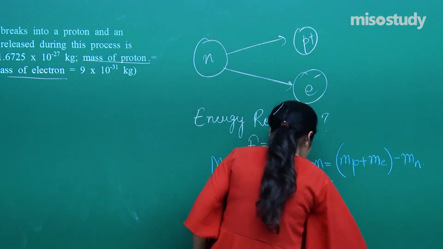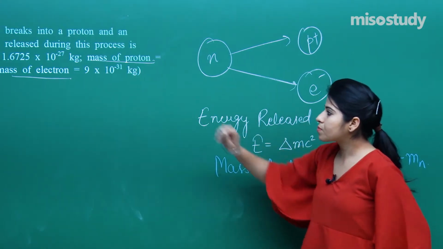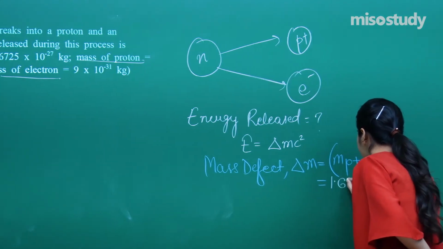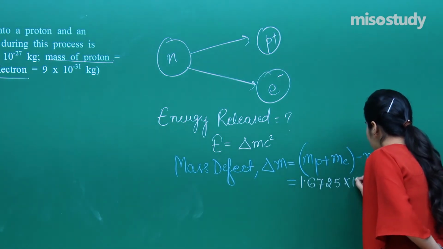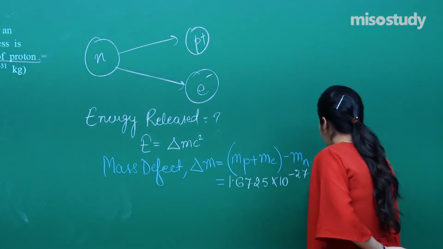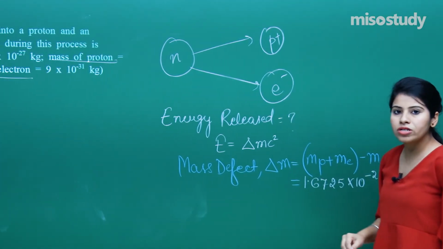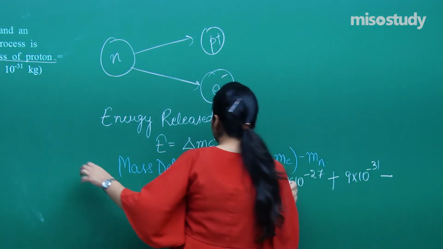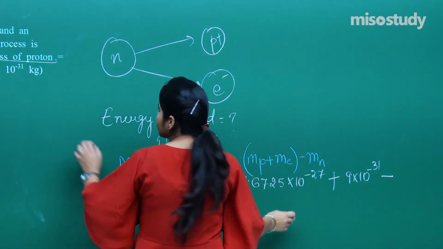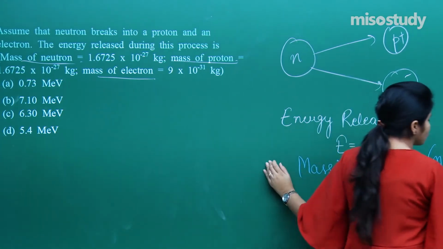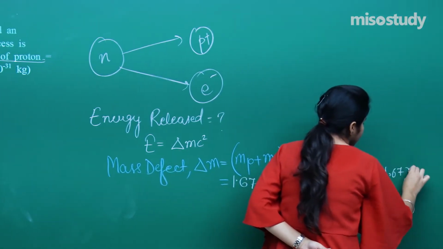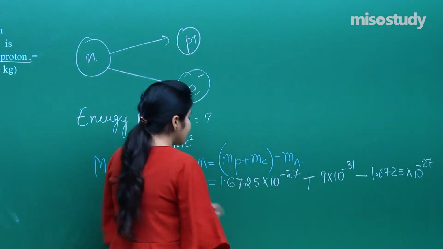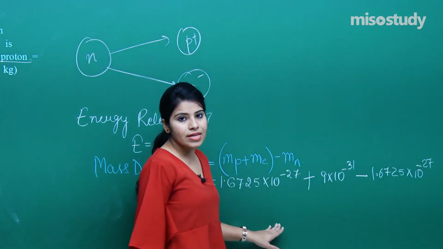So what we are going to do is put in the values that we have been given. Mass of proton is 1.6725 into 10 raised to the power minus 27, plus Me. Your mass of electron is 9 into 10 raised to the power minus 31, minus mass of neutron. The mass of neutron that has been given is again 1.625 into 10 raised to the power minus 27. Now you can see that these two masses are equal, so we can cancel them out easily.